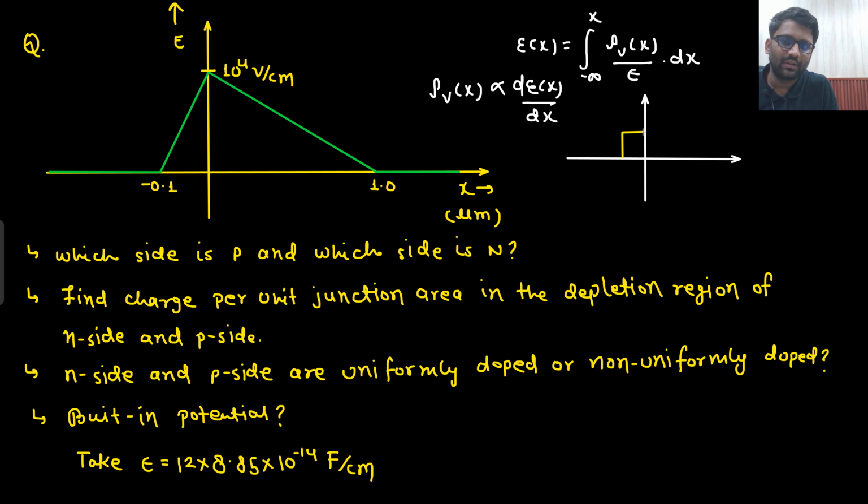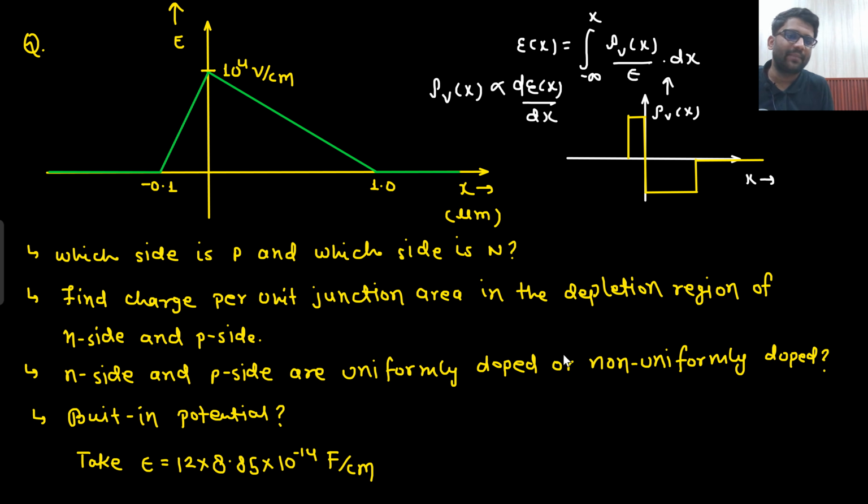Positive slope. Here the slope is higher. So what would I do? I would make the slope higher here. And then a negative slope. But this width would be more, no? This width would be more. So this kind of rho v(x) I would have got, right?